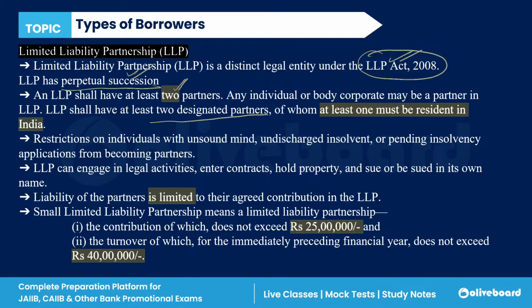Now, who cannot be an individual partner in a limited liability partnership? If he or she has unsound mind, is a discharged insolvent, has pending insolvency, etc.